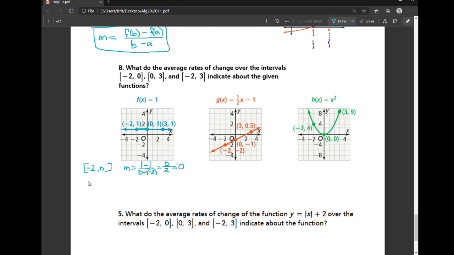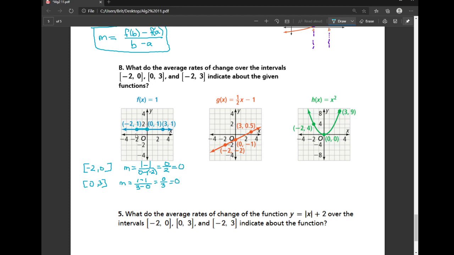Now let's check the interval [0, 3]. At 3, my y value is 1. I'm going to put a matching 3 down there to remember that I paired 1 with 3. And then here, at 0, my y value is 1. So I'm going to put a 1 where the y is, a 0 where the x is. This turns into 0 over 3, which is 0. So these have the same slope.